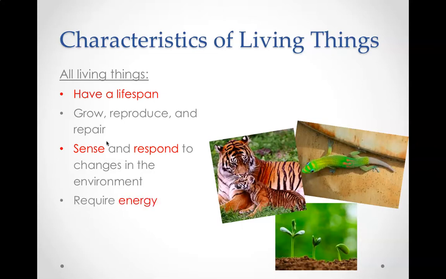All living things require energy. So we all need energy to live. Without energy, we couldn't function, we couldn't repair, we couldn't do any of these other things. So energy is super important. We produce waste. And lastly, and most importantly for today's lesson, is that we are all composed of cells.